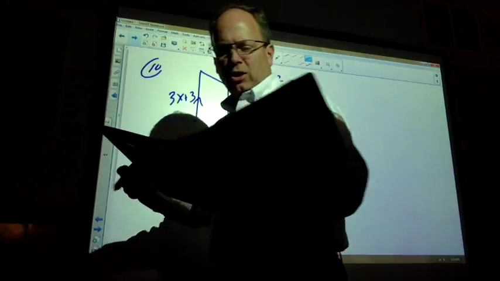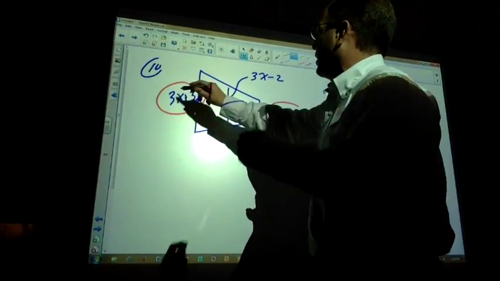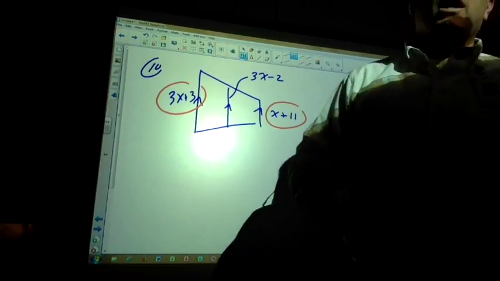Okay, so that's mid-segment theorem, which means if I add this and this together and divide by 2, it'll be equal to that. We'll finish up soon tomorrow. Have a great day, everybody.